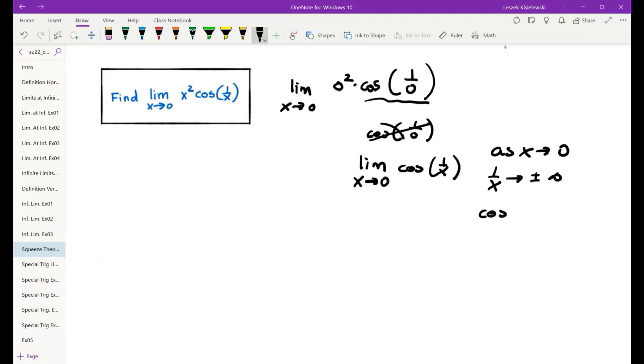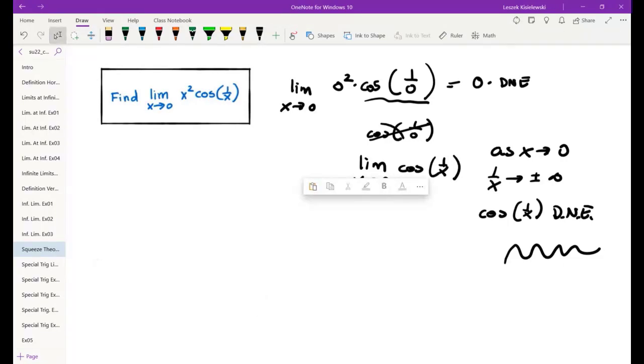But as the argument 1 over x goes to plus or minus infinity, cosine just keeps oscillating. So this limit doesn't exist. So this is kind of like 0 times something that doesn't exist. This is nonsensical. So instead, we want to use the squeeze theorem.